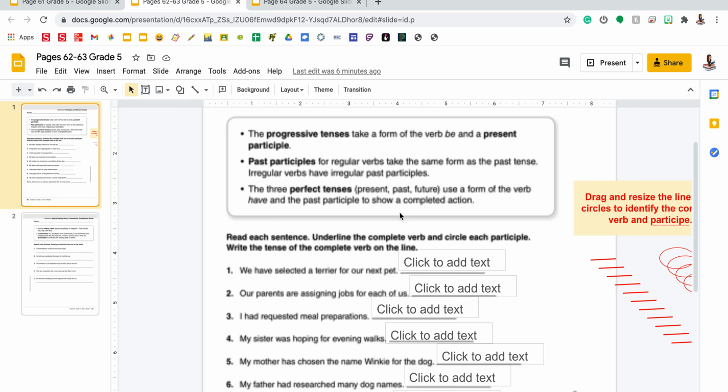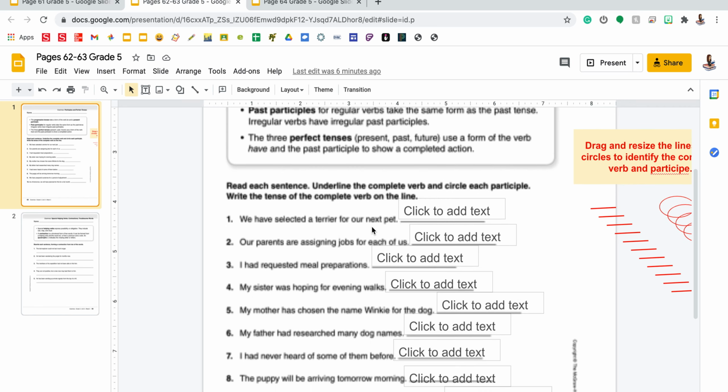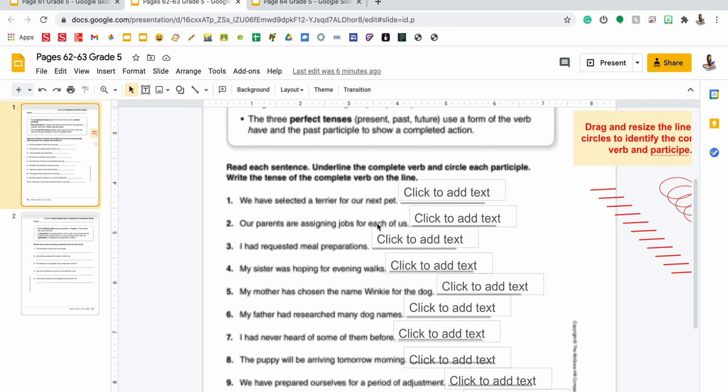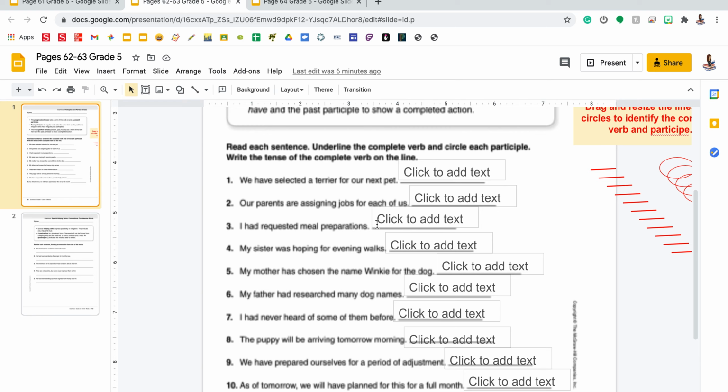The three perfect tenses, so present perfect, past perfect, and future perfect, use a form of the verb have and the past participle to show a complete action. We're going to do a couple examples on this page so those rules make more sense. On this page, the directions state to read each sentence, underline the complete verb, and circle each participle. Write the tense of the complete verb on the line. So we have almost kind of three directions here.